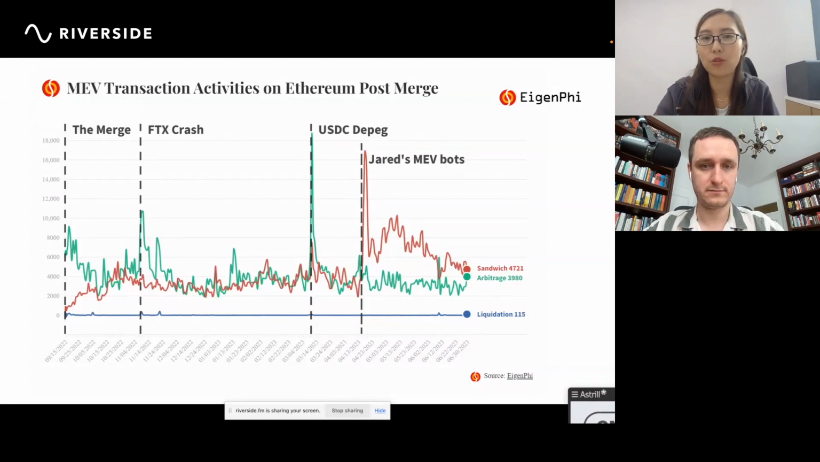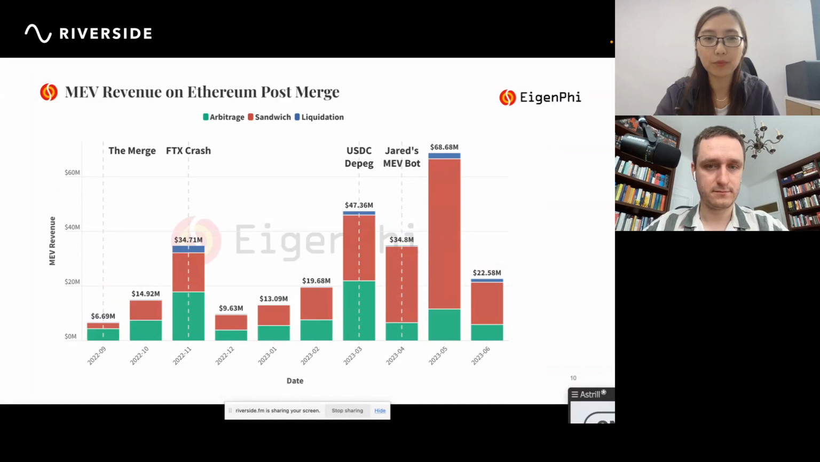But if you want to know how much value has been generated by those MEV searchers since the merge, here is the data that we have calculated. As you can see, the revenue generated by the MEV searchers peaked in the months of November last year, March this year, and also May. I think the reason there is much more revenue generated by the MEV bots in May this year is the bloom of the meme coins. So the sandwich attackers like the Jared MEV bots generated a lot of revenue, and the arbitrage bots generated more revenue as well.